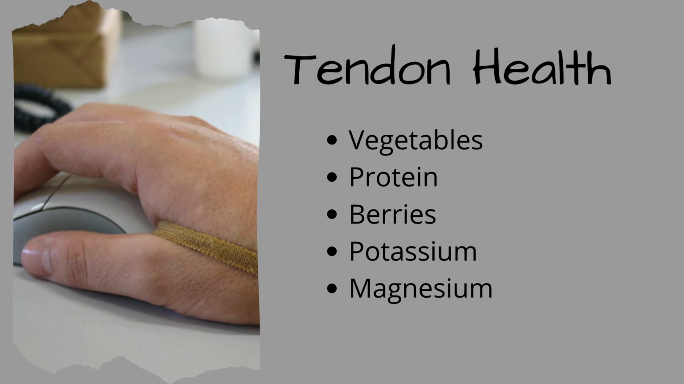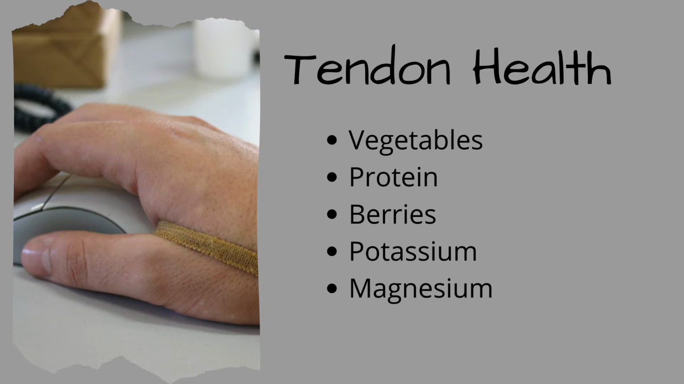This is known for promoting natural recovery in the body. Berries, which are high in vitamin C, which is known for rebuilding collagen, which is a building block of the tissue in our body. Potassium and magnesium are both known for supporting the recovery process in the body as well. So all of those things are great for maintaining the health of your tendons, if that's something you need to focus on.